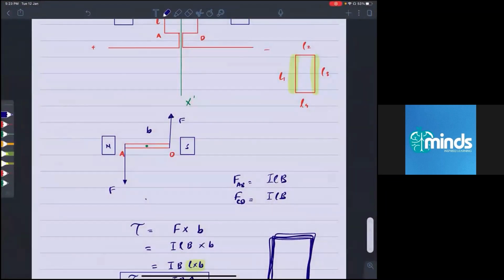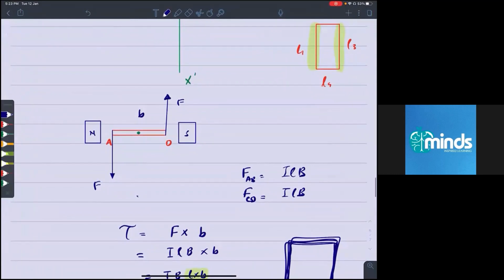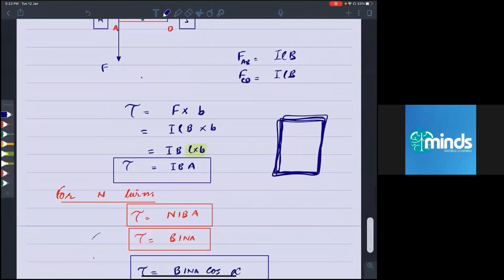Sir? Yes, ma'am. Sir, could you repeat the last part? The part about the angle?